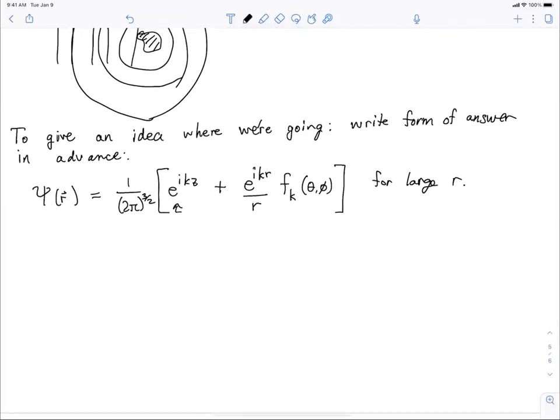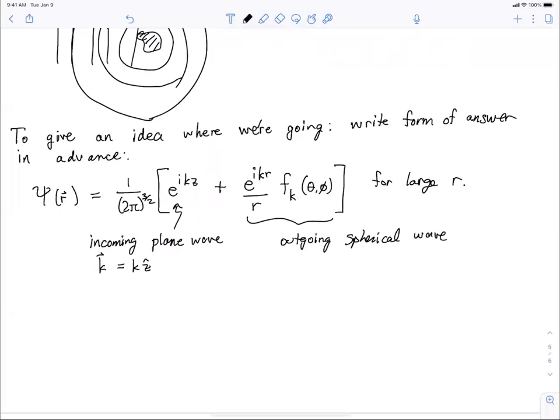Okay, so just to label some of these things, this is our incoming plane wave. The wave vector for the plane wave is just in the z-hat direction. This is an outgoing spherical wave. Again, I haven't justified that it actually looks like this, but I promise you we will prove that.